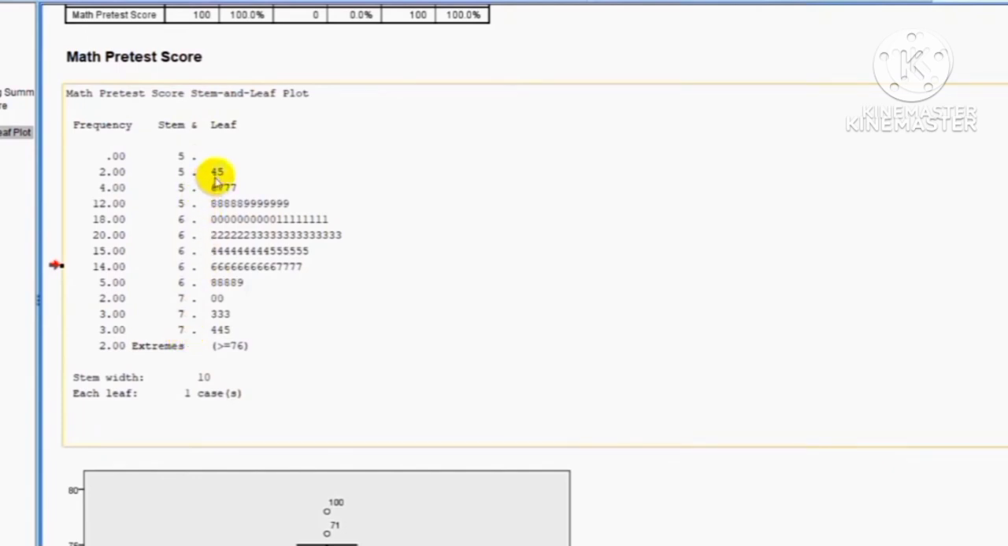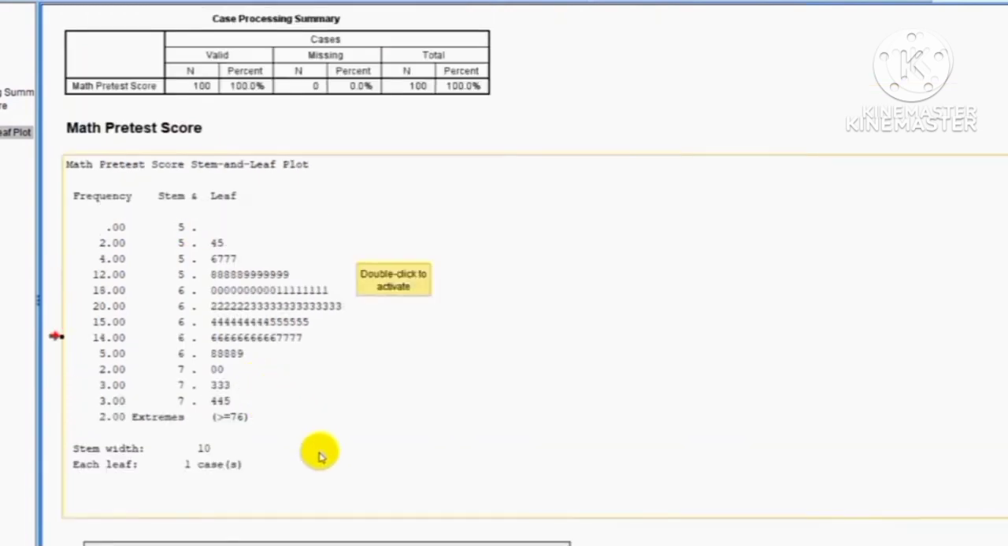Dito naman sa leaf natin, counted yung leaf as one case. So, ibig sabihin, pag ito ay 4, babasahin natin siya as 50 plus 4, which is 54 at saka 55. Kaya naman, dito sa frequency, may nakalagay na 2 kasi dalawang data yung nandito natin. Yung 54 at 55. Dito naman, 4 kasi referring to 56 at tatlong 57.